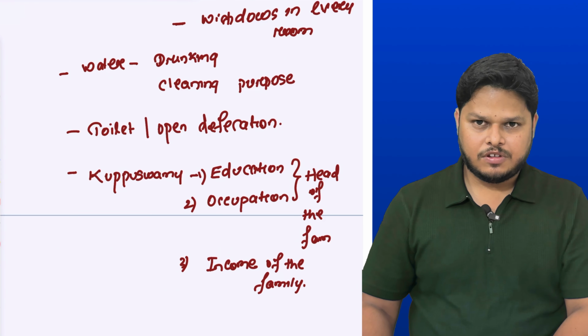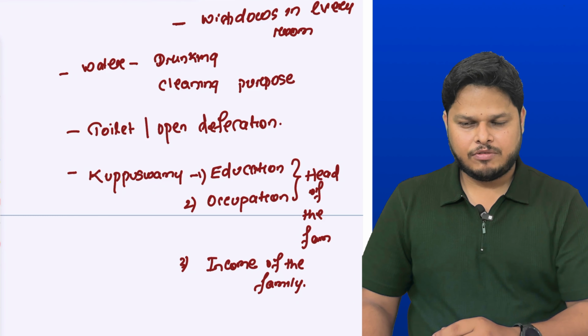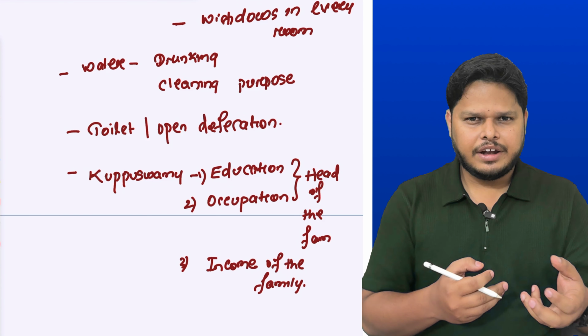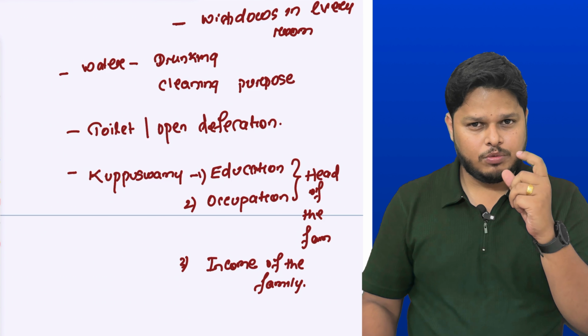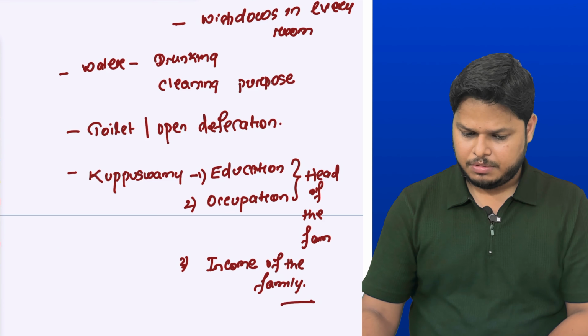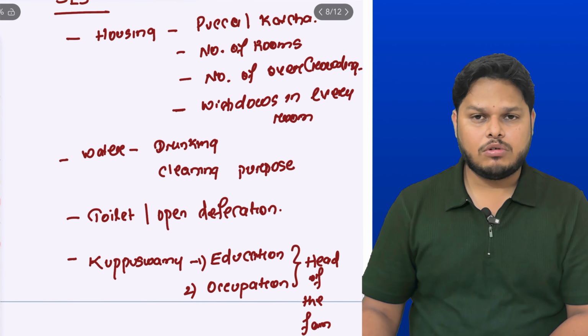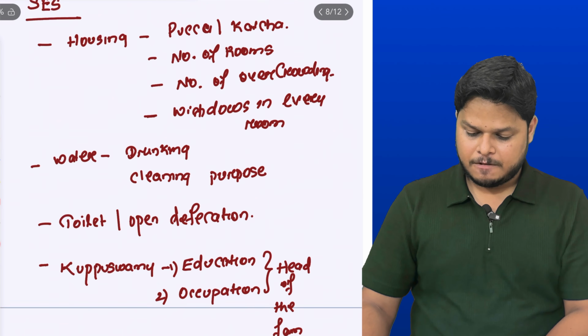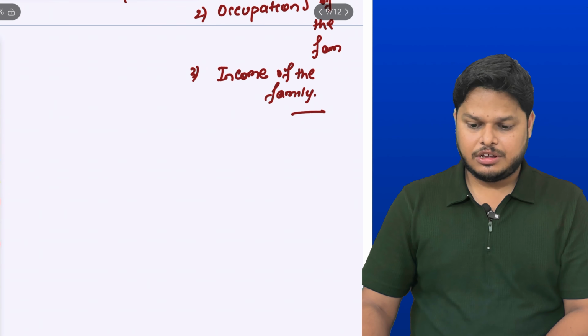Here we make a common mistake. We ask the income of the head of the family, but there might be mother doing some stitching business and getting some money to the family. So we take the income of the entire family, right? So this completes your socioeconomic status and your overall history taking. So this is all about the history taking.